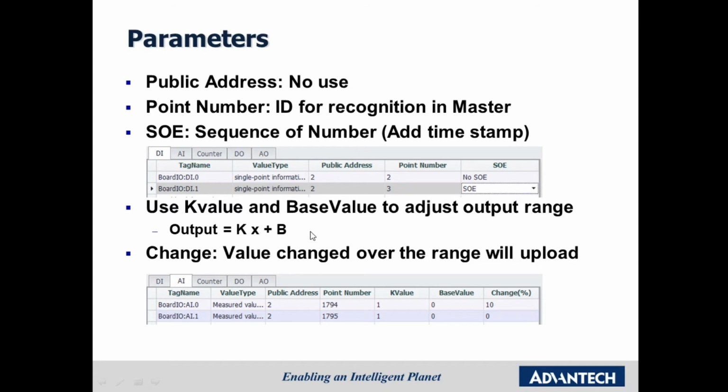Use the K value and base value to adjust the output range. For example, the output will be equal to K multiplied by X plus B. With this formula, the user can adjust their output range. And changed %, which means the value will be uploaded only after the change over the range passes this threshold.